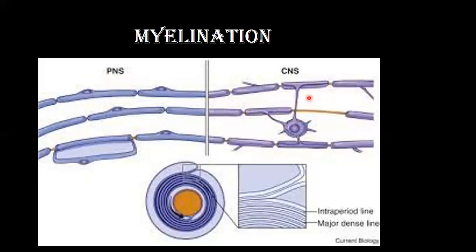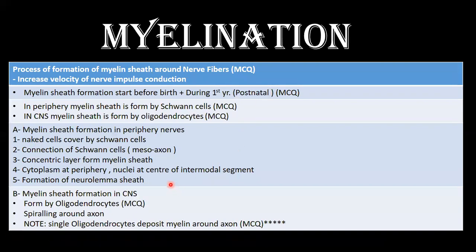So that is for the myelination part. Here I have put all the points whatever I have explained to you. This is the process of formation of myelin sheath around the nerve fibers. It comes in the MCQ for the definition of myelination.